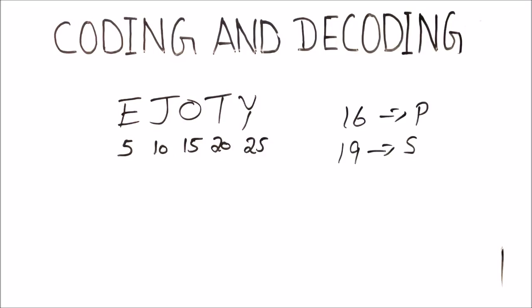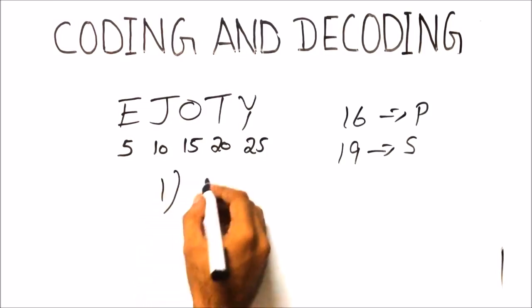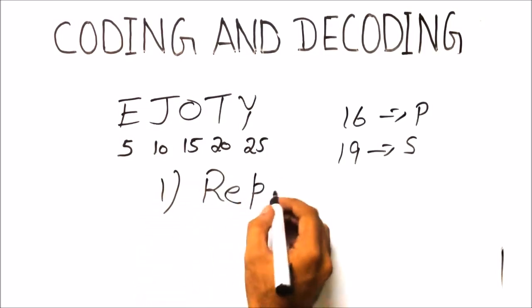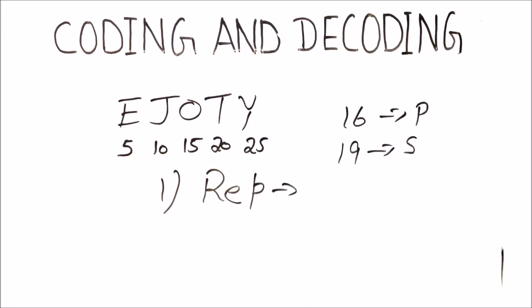Through this, we need to understand 4 basic patterns of coding and decoding, which will be useful for your SSC and PU exams. So the first pattern that I am going to tell you is the repetition pattern. Now in the repetition pattern, we get the same alphabets for the same words.